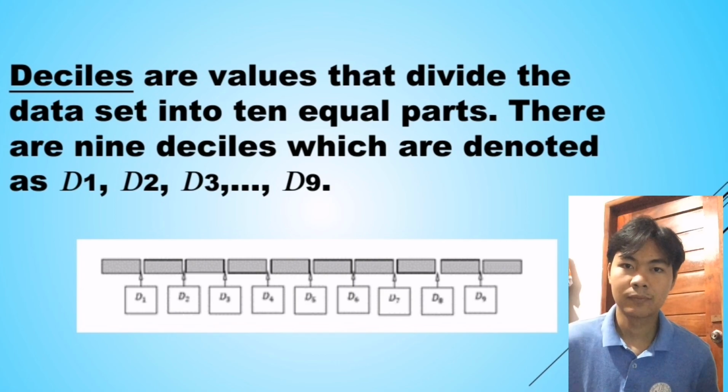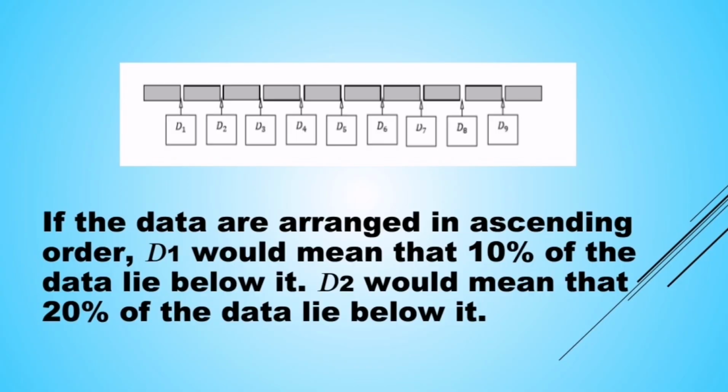and so on. If the data are arranged in ascending order, decile 1 would mean that 10% of the data lie below it. Decile 2 would mean that 20% of the data lie below it also. So as you can see here on our figure, we have here decile 1, decile 2, and decile 3. So when we say decile 1, sinasabi na 10% ng data ay naka-under kay decile 1. Decile 2 naman ay 20% ng data ay naka-under sa kanya. Decile 3, 30%, pataas ng pataas hanggang makarating tayo sa 100%.